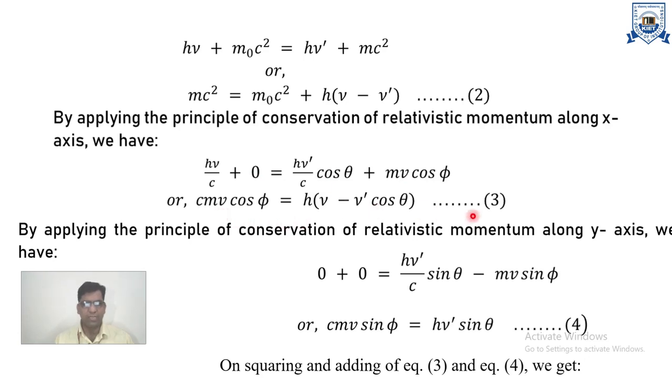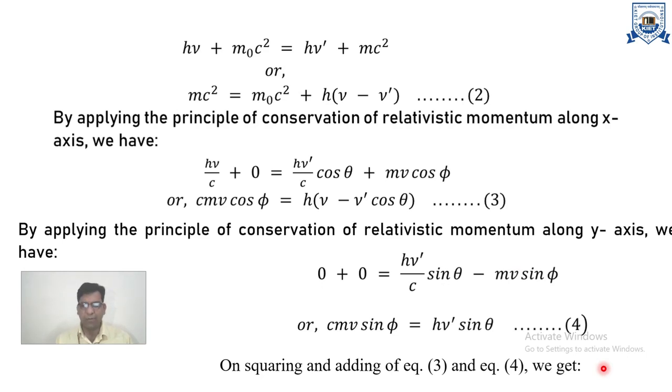We solve equation number 3 and apply conservation of momentum along the y-axis. First we did it along the x-axis, and now along the y-axis. The initial momentum along the y-axis is 0, so we get 0 equals h nu dash upon c sine theta, and the minus sign is for the opposite direction. Then we solve equation number 4.